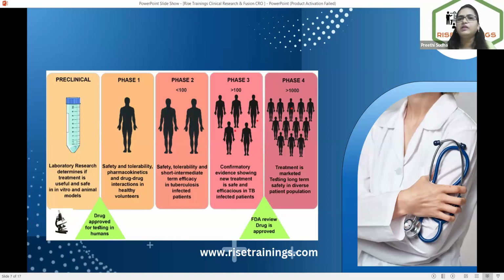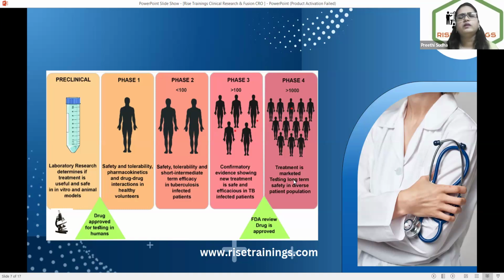After completion of these 3 phases, they will get so much data and information about the medicine, right? With all that information, they submit the new drug application to the regulatory authority. Once it is approved, only then does a product come into the market. That is phase 4, which is called the post-market phase.